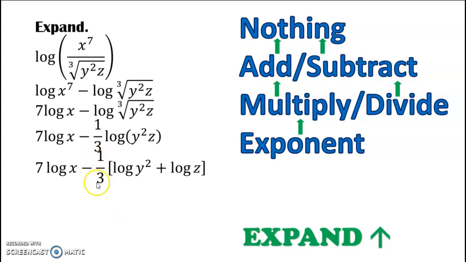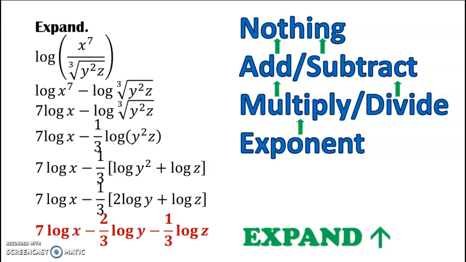But notice this 1/3 stayed out front and our negative, right? Because this negative 1/3 goes for this whole thing here. So we have to be sure that we keep it out front. And we put brackets. Now we're ready to pull out the 2, the exponent, and then we can distribute.